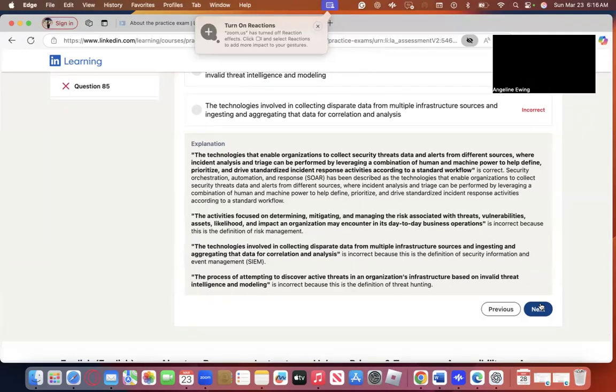The correct answer is the first one. These activities focus on determining mitigation and managing the risk associated with threats, vulnerabilities, assets, likelihood, and impact an organization may encounter in its day-to-day business operations. It's incorrect because this is the definition of risk management. So risk management is the activities focused on determining, mitigating, and managing the risk associated with threats, vulnerabilities, assets, likelihood, and impact an organization may encounter in its day-to-day business operations.